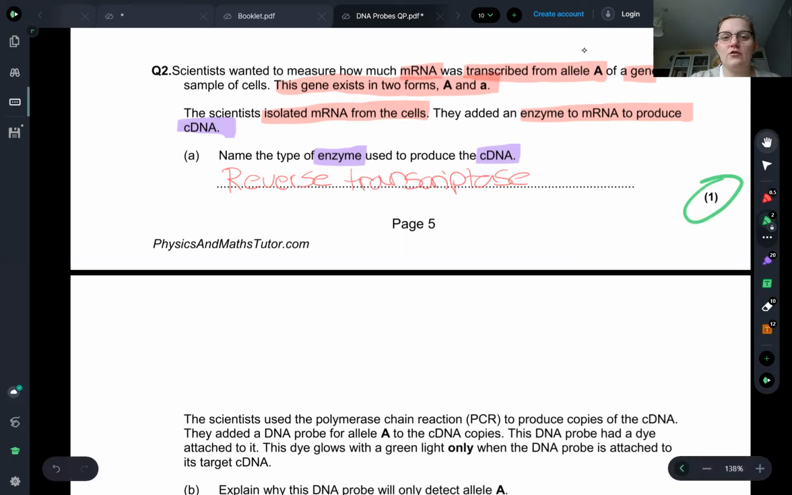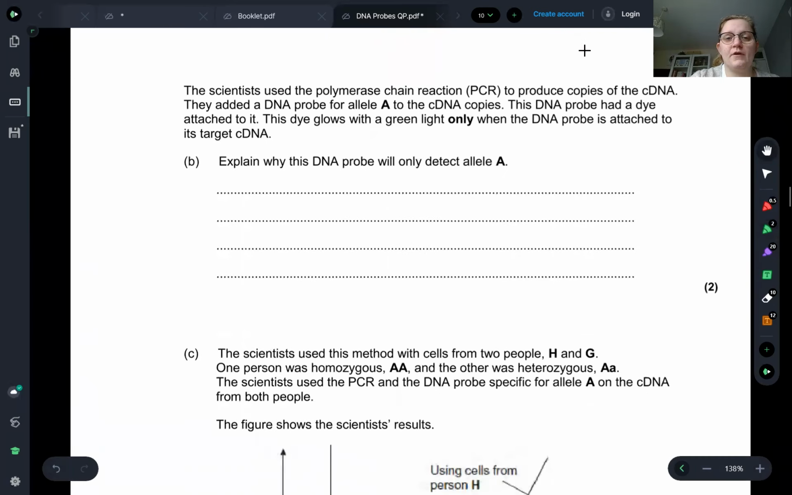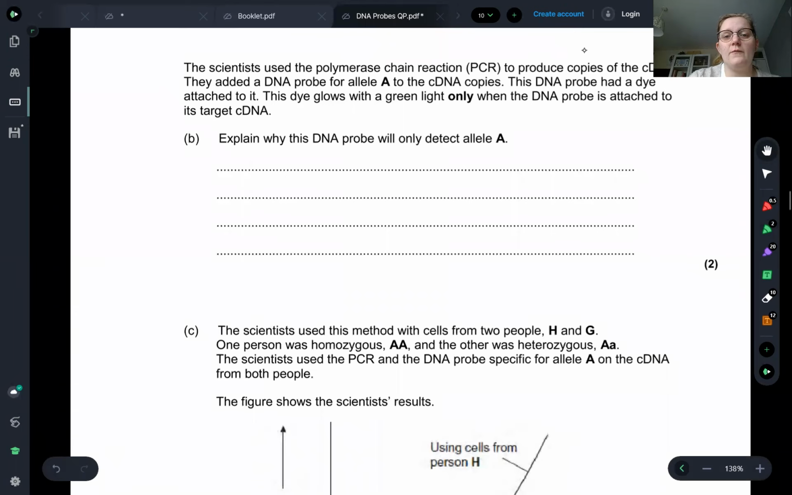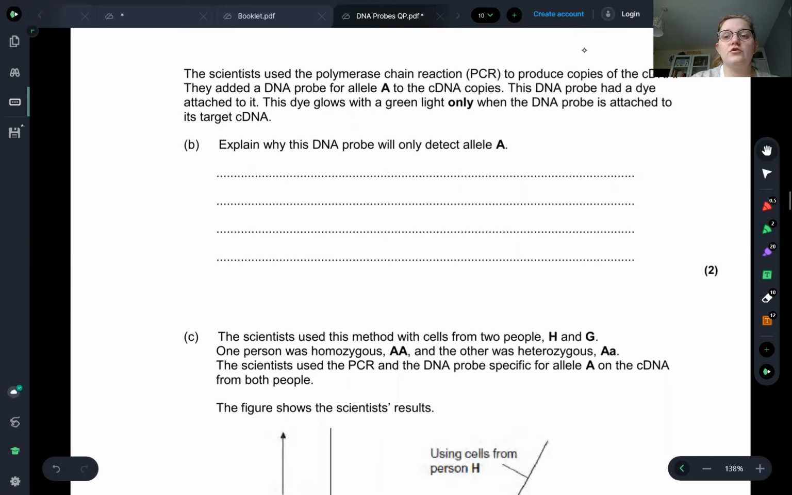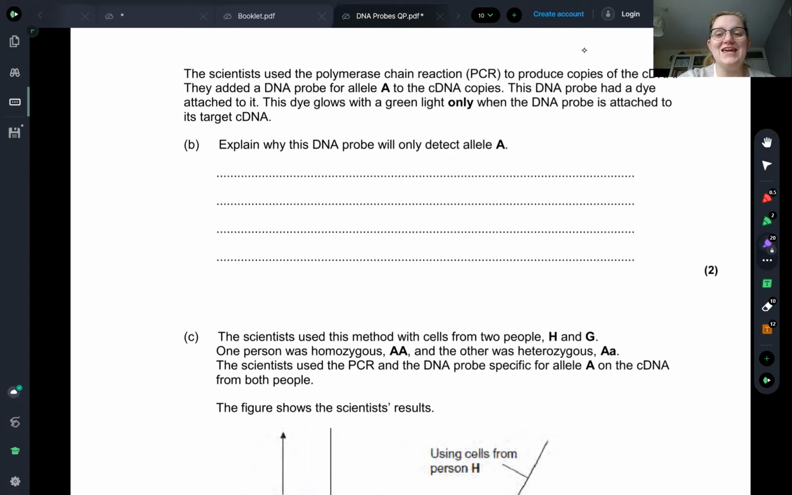The rest of the question then goes on to start to give you some more information about this experiment. So the scientists used a polymerase chain reaction, PCR, to produce copies of the cDNA. They added a DNA probe for allele A to the cDNA copies. This DNA probe had a dye attached to it, and this dye glows when a green light only when the DNA probe is attached to its target cDNA. Explain why this DNA probe will only detect allele A.